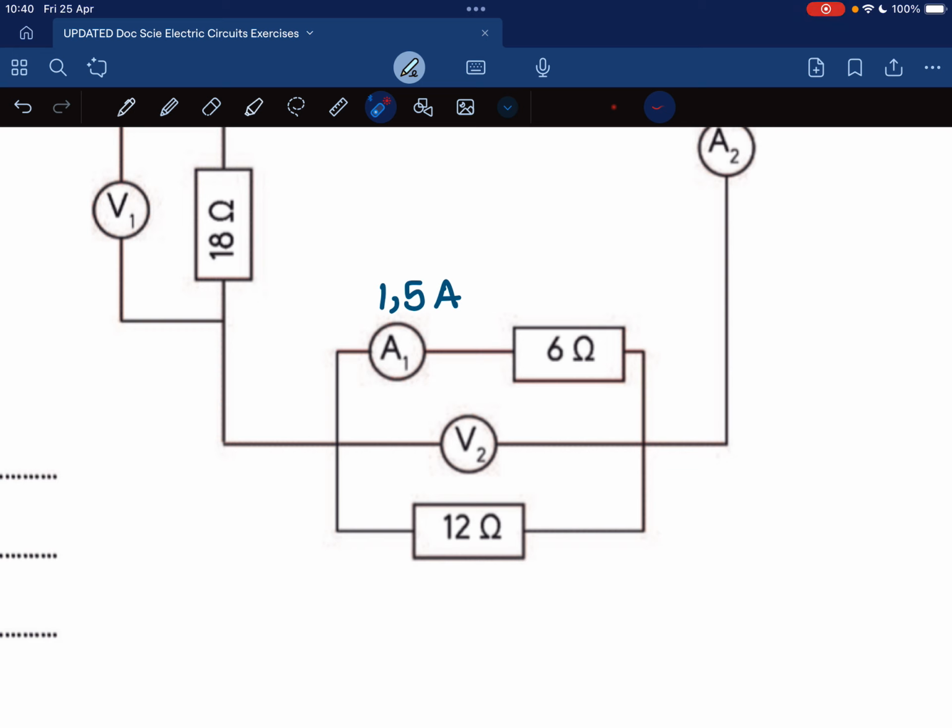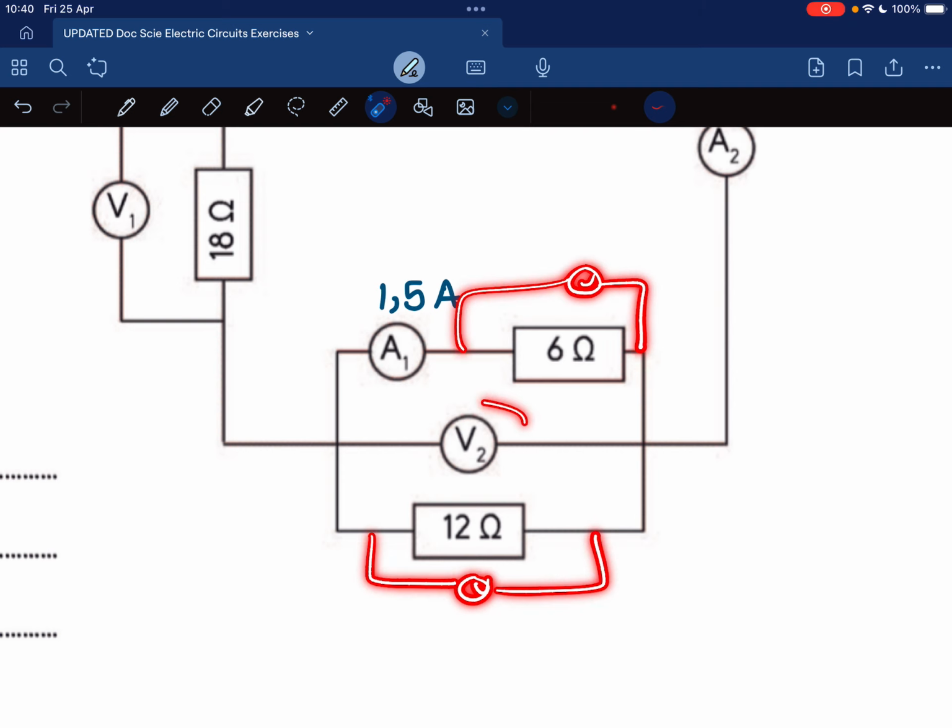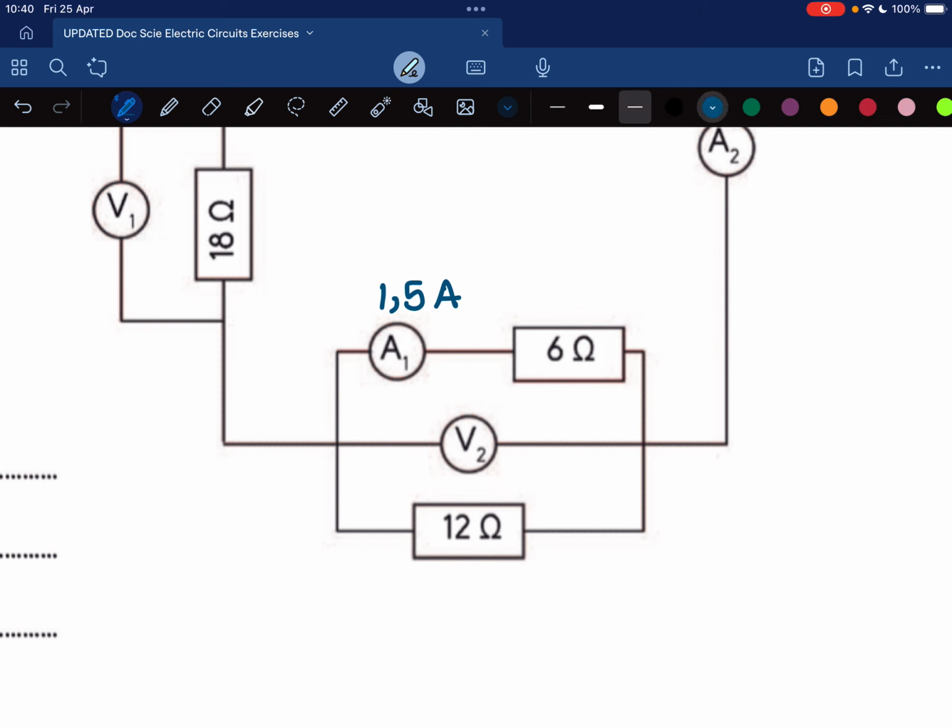No, it won't, because remember that the voltage is the same in a parallel circuit. So the voltage here is the same as the voltage here. So this is going to give the reading for both of them because they would both be the same.